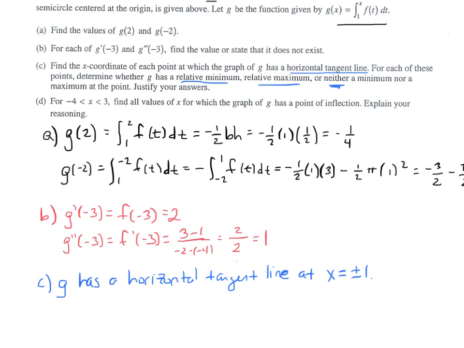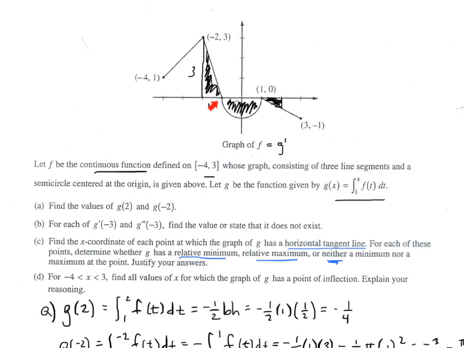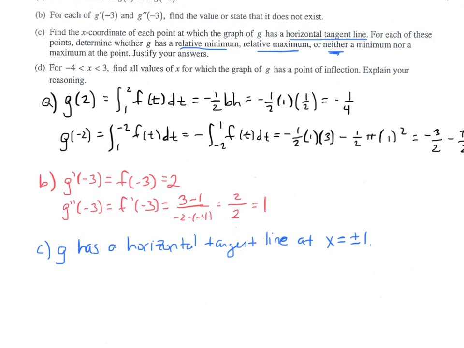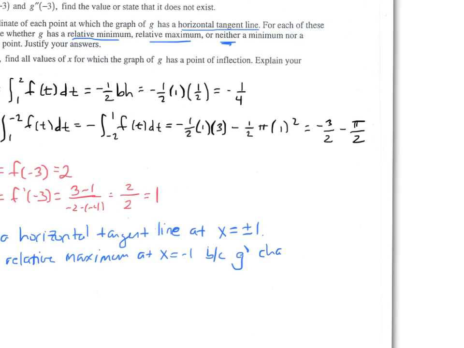If we first take a look at x equals -1, here's x equals -1. Notice that we have a sign change, that g prime changes from positive to negative. When the derivative changes from positive to negative, we know that we have a local maximum. So let's write that. g has a relative maximum at x equals -1 because g prime changes from positive to negative.